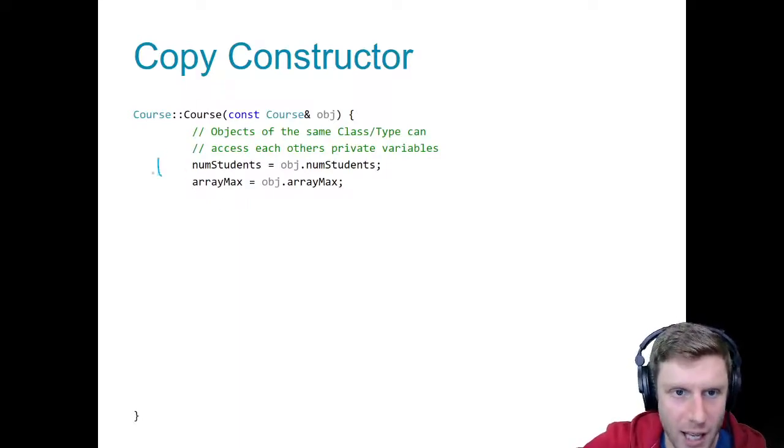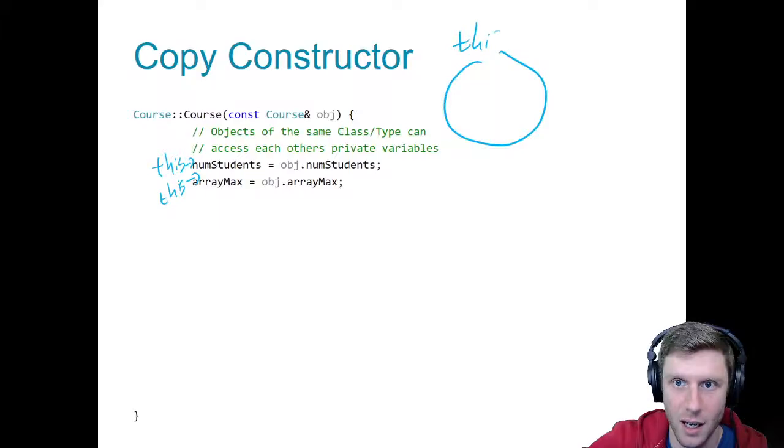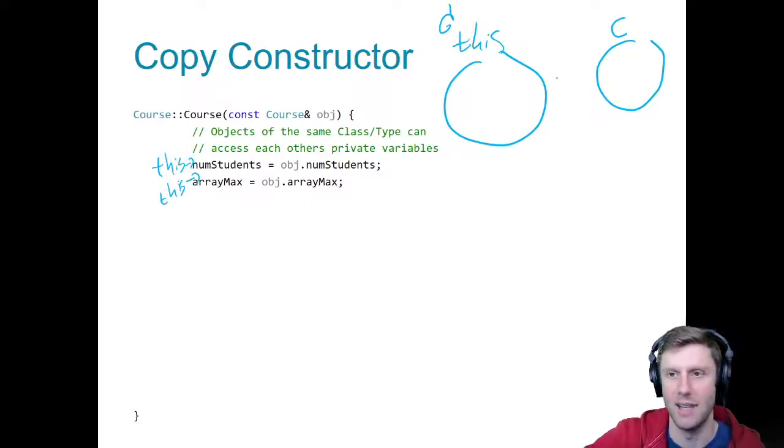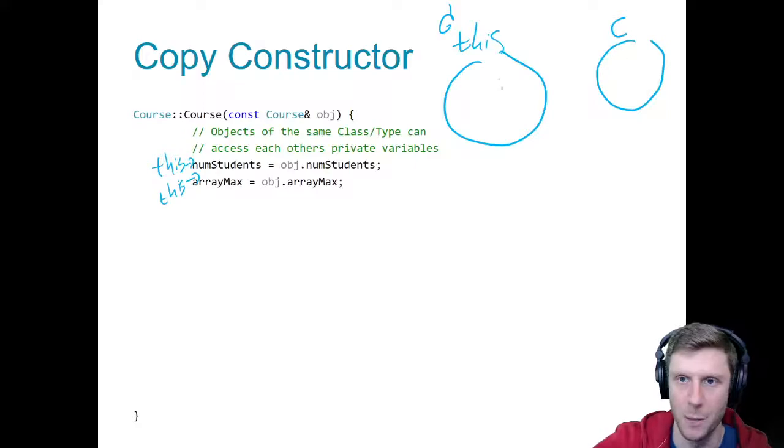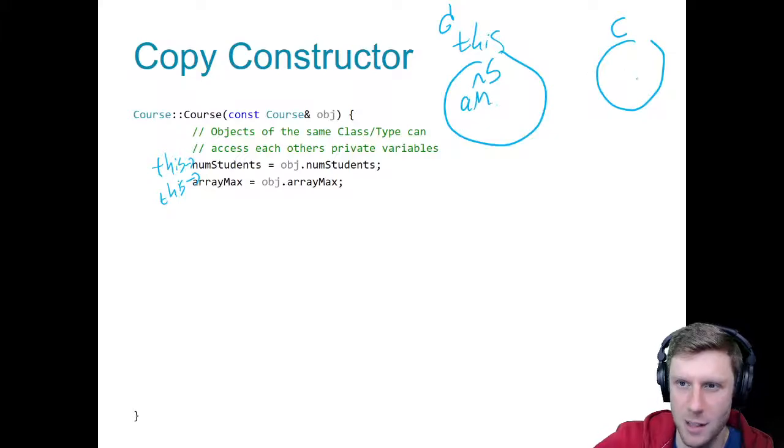And if you like, you can think of this as having this in front of it to make it clear, like, okay, this is the one that we're creating, and we also have the one being copied, so this would be C and this would be like D in the example that I showed a moment ago. So by making a copy, it's going to go look here and be like, oh, okay, so I'm going to have num students and it's going to be equal to whatever this one has. I'm going to have array max and it's going to be equal to whatever this one has.